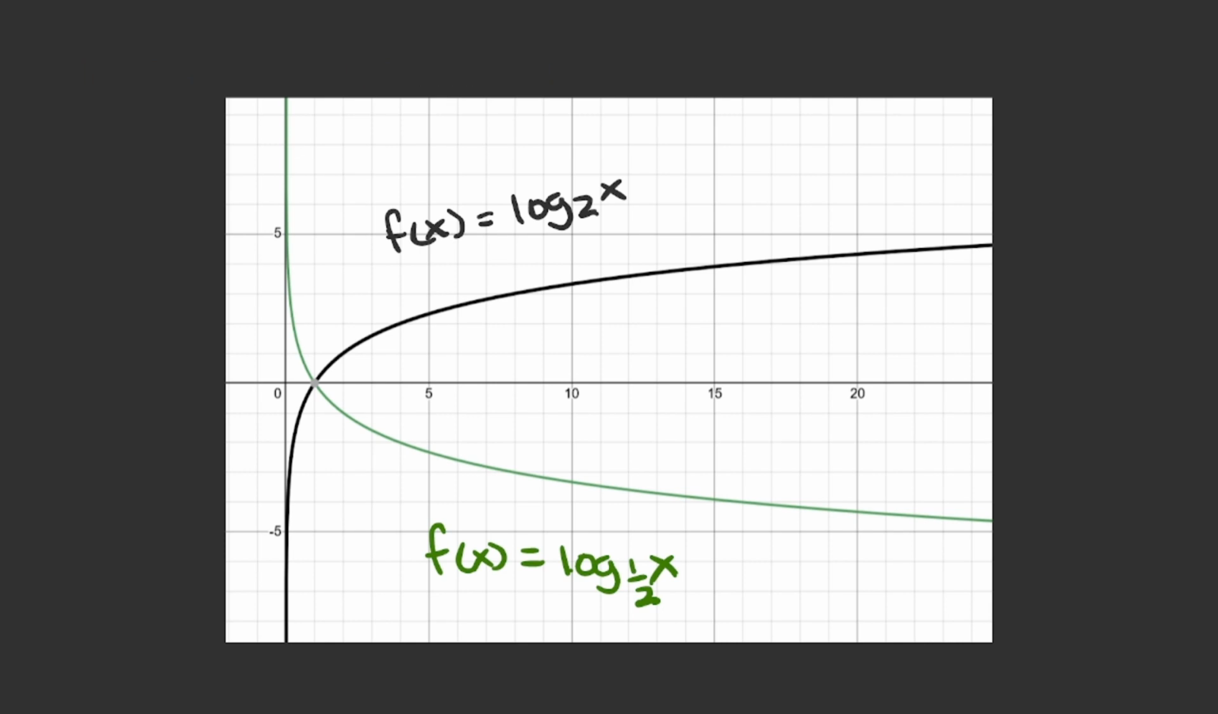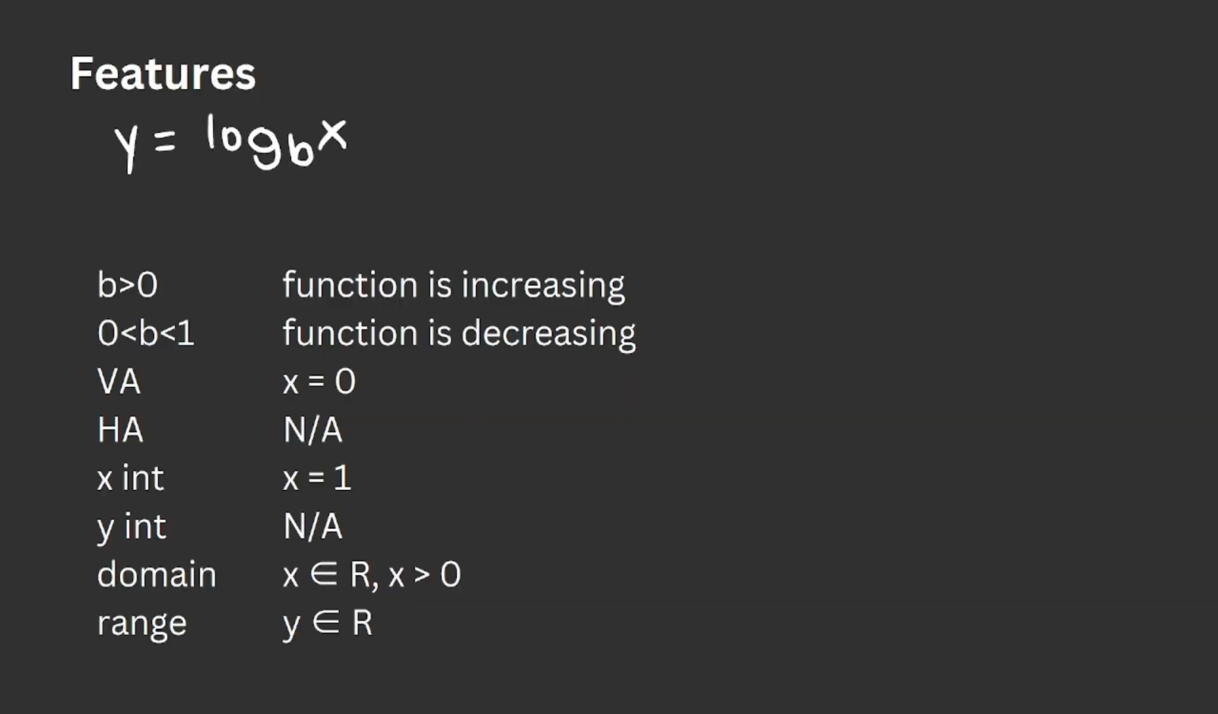So here are my two functions next to each other. You can see that my black function, log base 2 of x, is my increasing function, and my green function, log base 1 over 2 of x, is my decreasing function. So here are some features of my logarithmic function and the graph. When my base value is greater than 1, my function is increasing. When my base value is between 0 and 1, my function is decreasing.